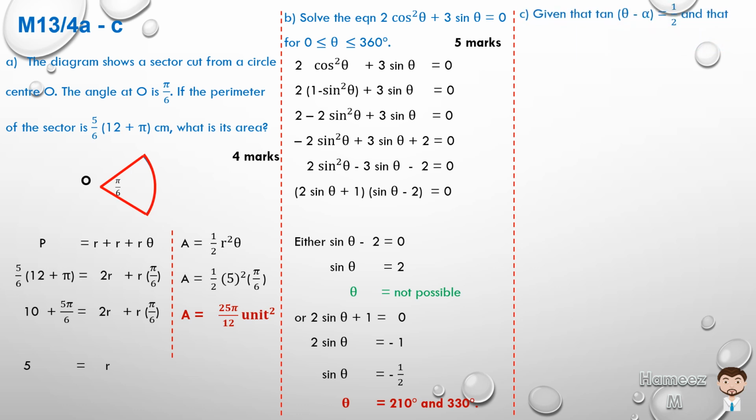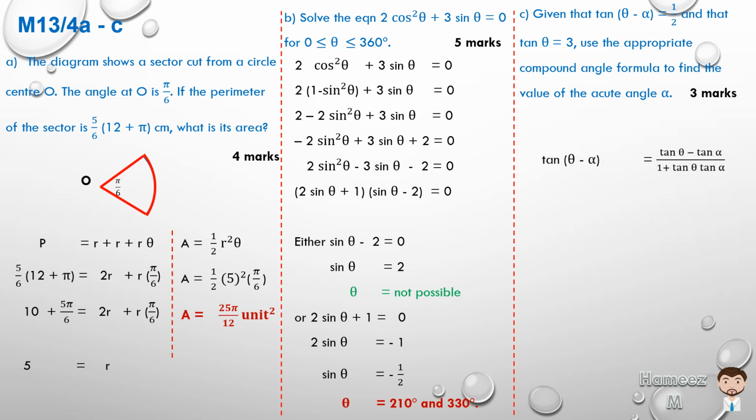Part C. Given that tan(theta minus alpha) is equal to a half, and that tan theta is equal to 3, use the appropriate compound angle formula to find the value of the acute angle alpha. And of course, this is a trigonometry question as well. So let's rewrite it. Tan(theta minus alpha) is equal to, using the compound angle, tan theta minus tan alpha all over 1 plus tan theta tan alpha.